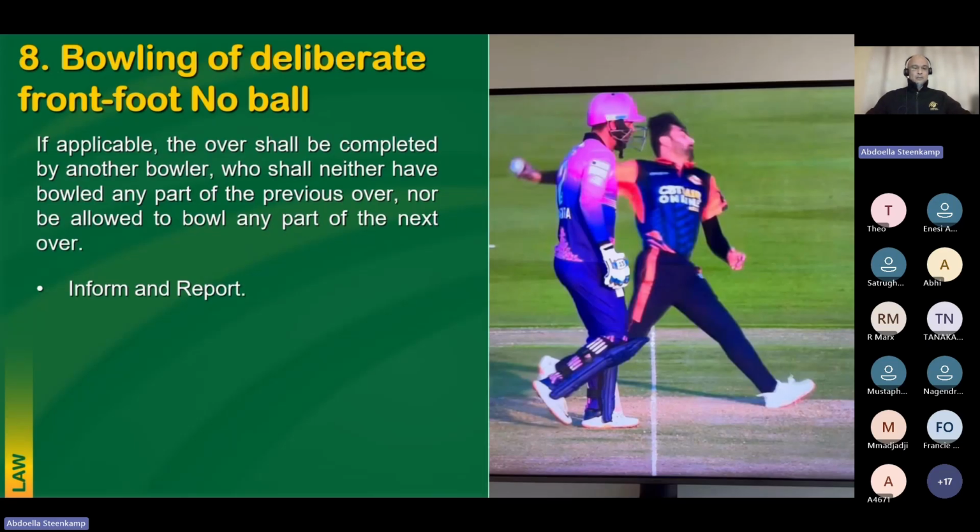And then the delivery was bowled, and it was fairly wide outside off stump. Not wide enough to call wide, but it was fairly wide outside off stump. But anyway, in any case, I called no ball for no part of the foot behind the popping crease.